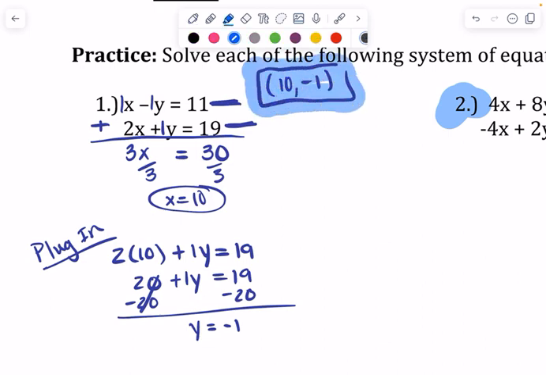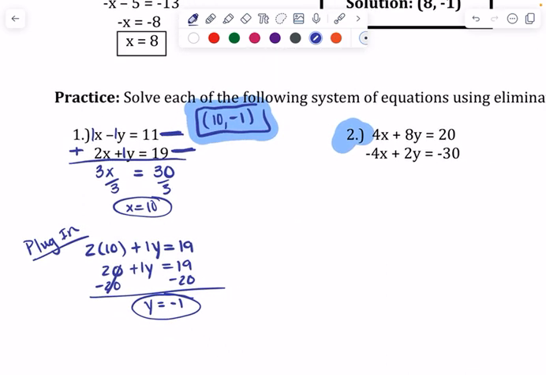So that's not always going to be the case, but we like when your equations are already set up with a positive and negative variable that has the same coefficient, because then you can just add them right away. And it's kind of the same with number 2. 4x plus 8y equals 20. Negative 4x plus 2y equals negative 30. So your x's are already 4 and negative 4. So same as number 1, you can start by adding them.